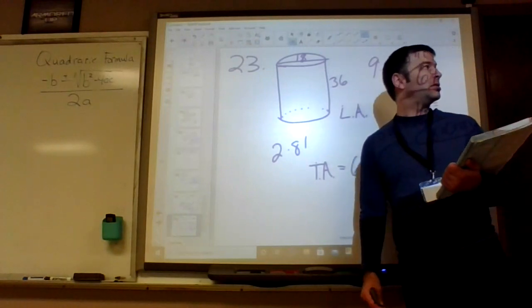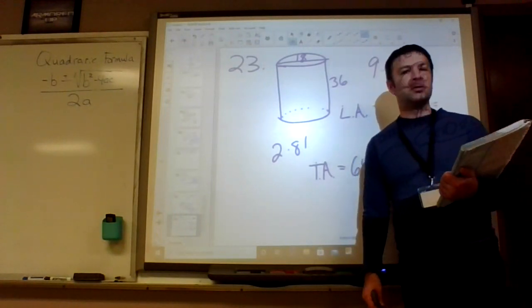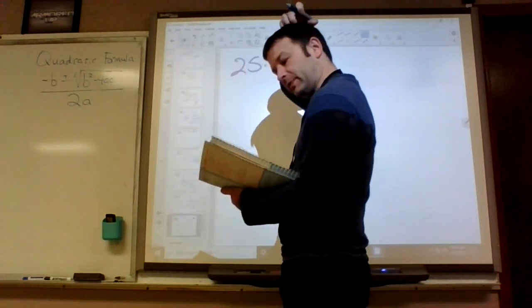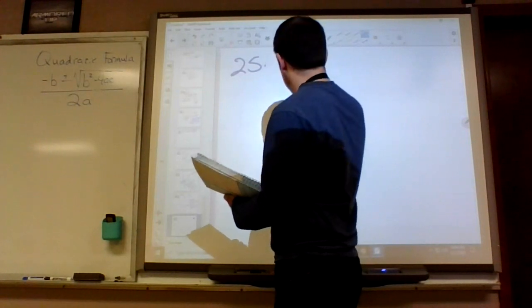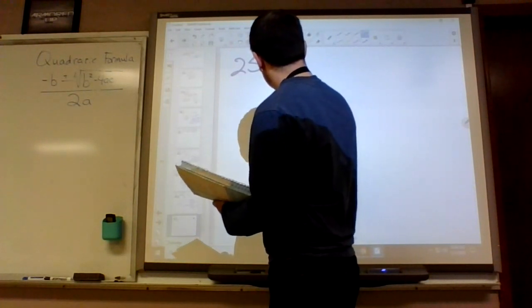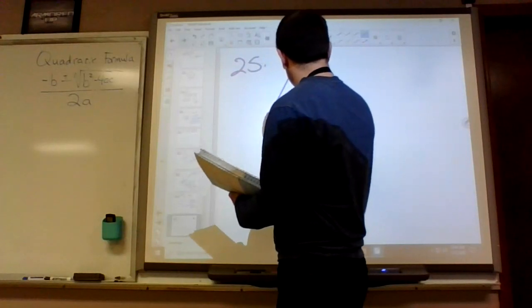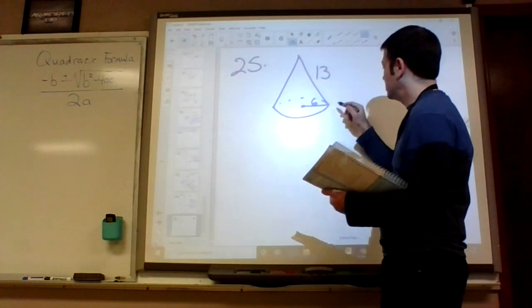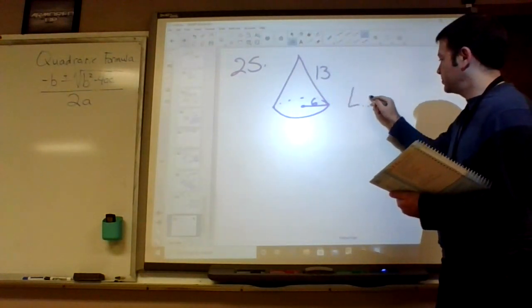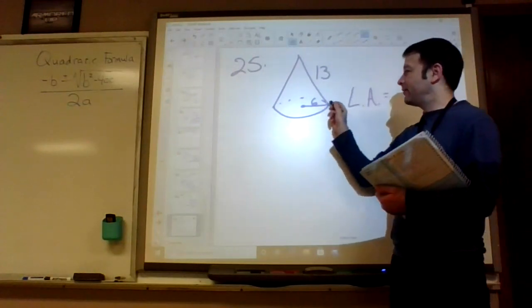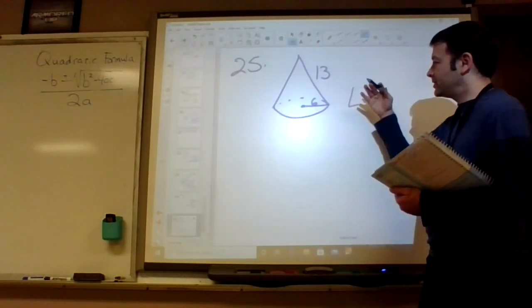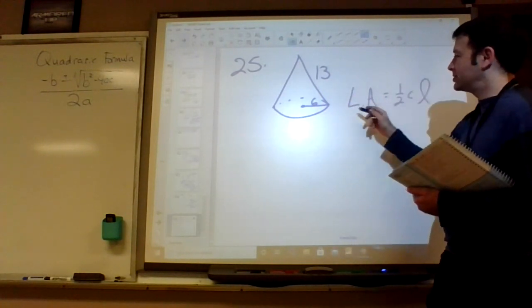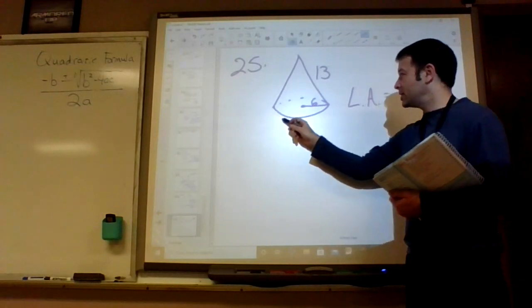Alright, last one. 25. A cone. Radius of 6 and slant height of 13. Okay, do you guys remember lateral area for cones? Instead of circumference times height, it's basically 1/2 times circumference times slant height. Okay, what is the circumference of the circle going to be?